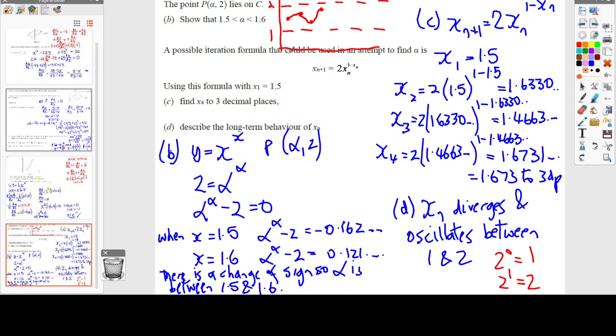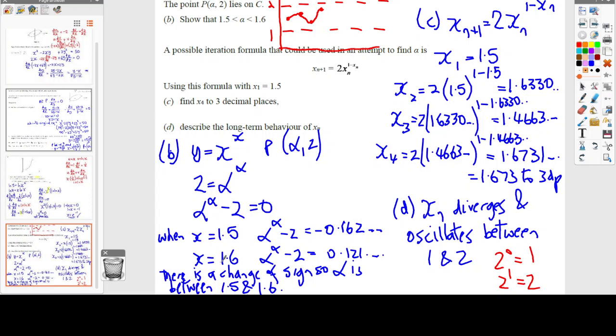Okay, so for part B, we've got this point alpha, 2 lying on C. Subbing that in, we've got 2 equaling alpha to the power of alpha. Taking this all over to the right-hand side, we'll get alpha to the power of alpha take away 2 equaling 0. Now, if we go and sub in 1.5, we get a negative root.